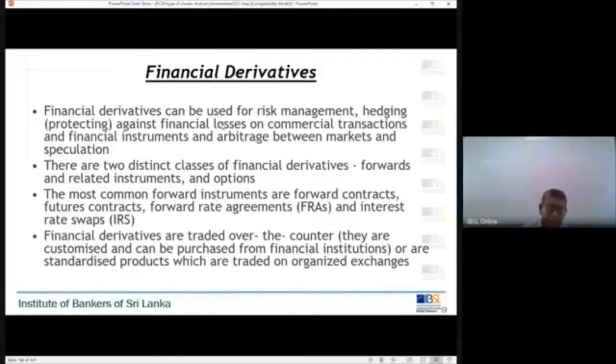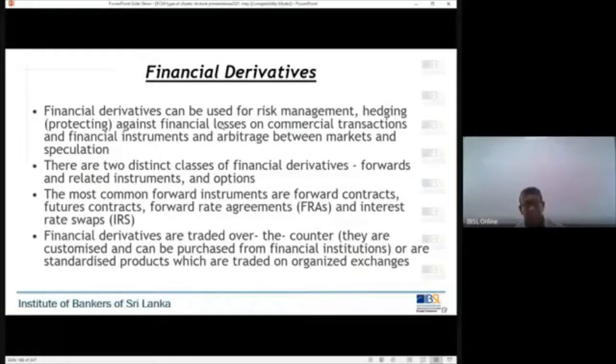Okay. Now, remember the important thing is these financial derivatives are highly risky instruments. Financial derivatives are usually risky instruments, right? Financial derivatives can be risky products. But these are used for risk management purposes, right? Hedging purposes, right? Covering some financial losses, right?